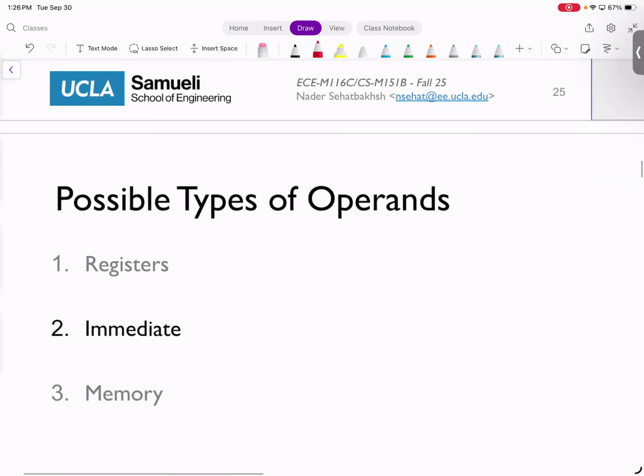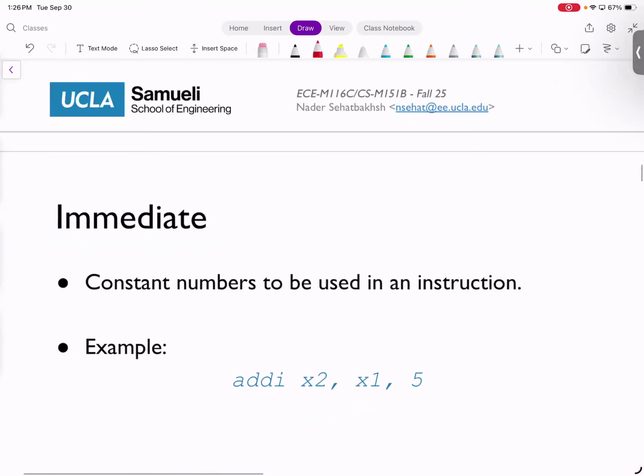All right, so that's the story with registers. The second type of operands that we are seeing a lot is called immediates. Immediates are literally numbers. Instead of reading and writing to the registers, sometimes I just need to increment something by 1 or 2 or 4 or 5. Instead of storing 1 into a register and occupying one register, it's a good idea to embed that number into the instruction itself, okay?